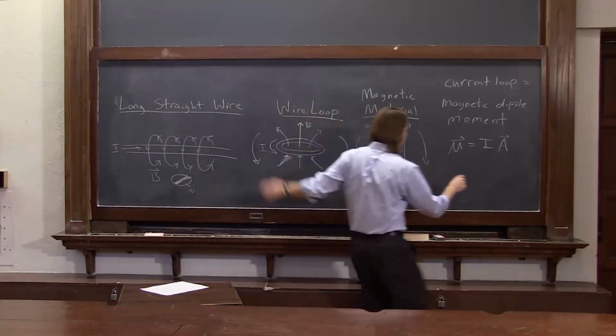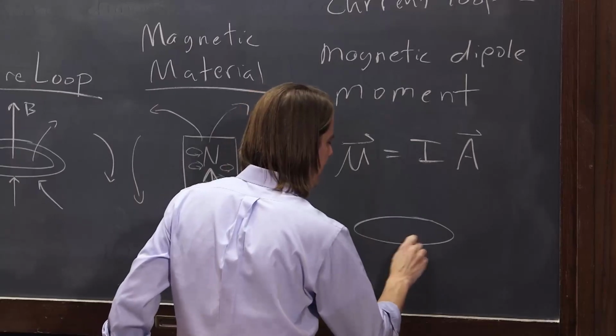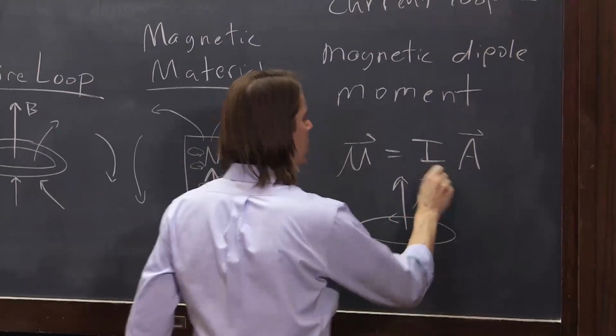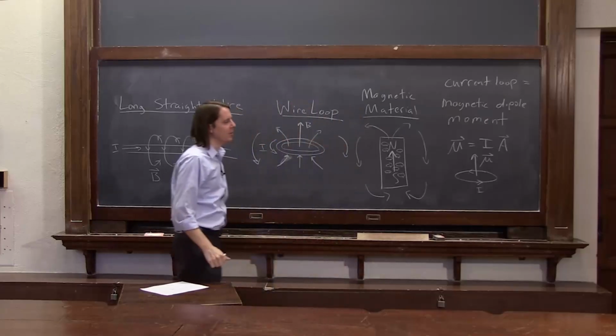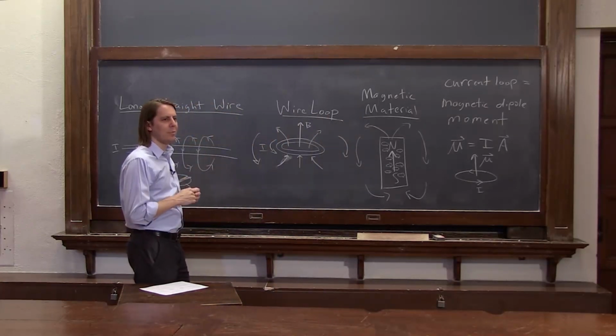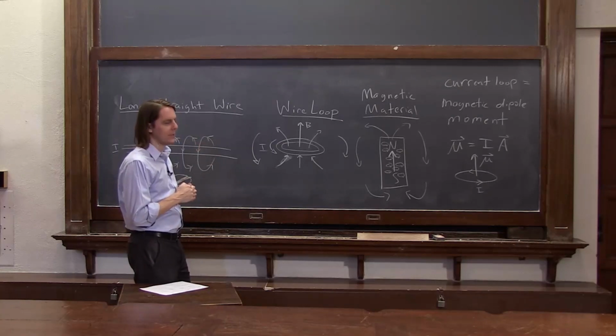Usually we don't draw it quite so fancy. We could just draw a loop like this with the current going like that, and mu sticks up like that, just like the area vector would. So we're going to use mu when we think about how things interact with magnetic fields. But the fundamental magnetic source is a magnetic dipole moment.